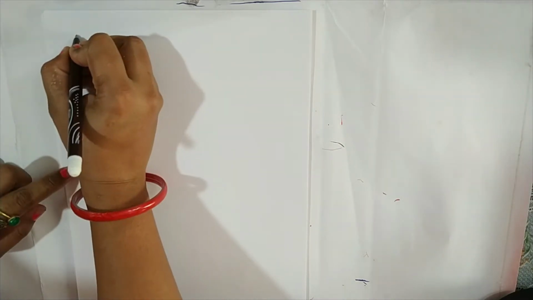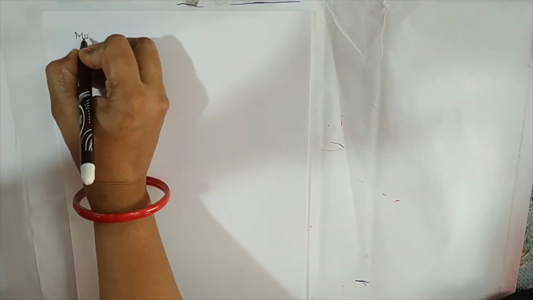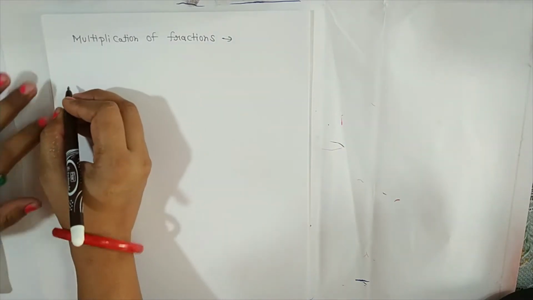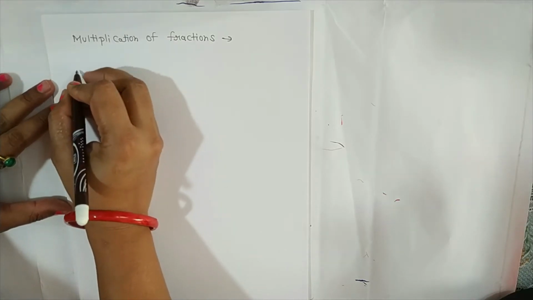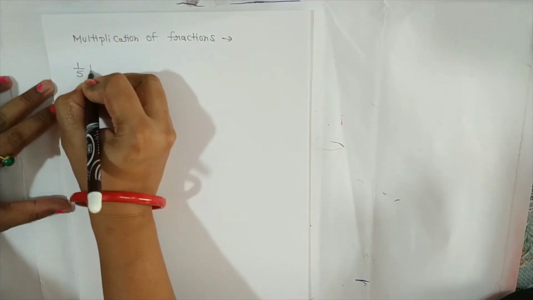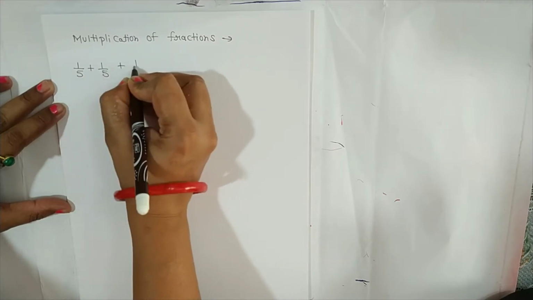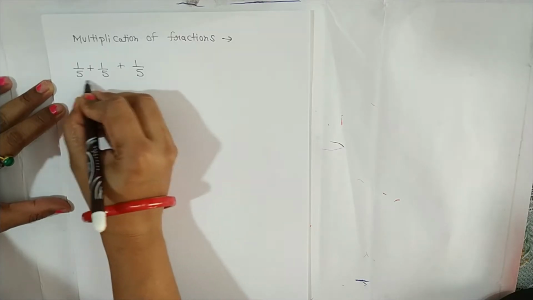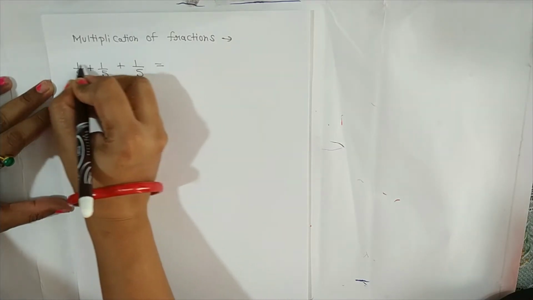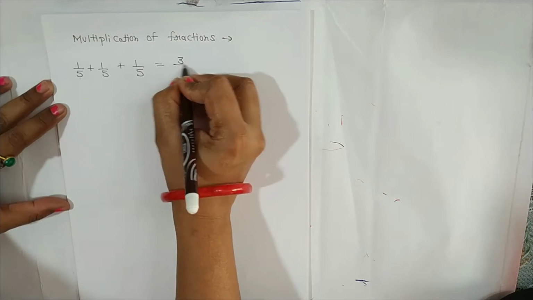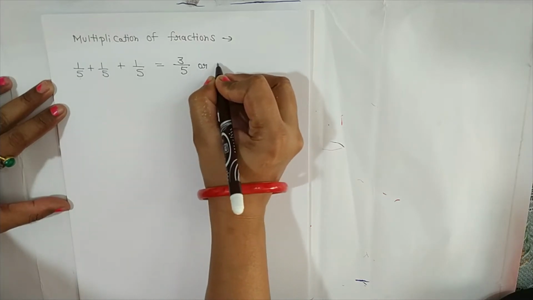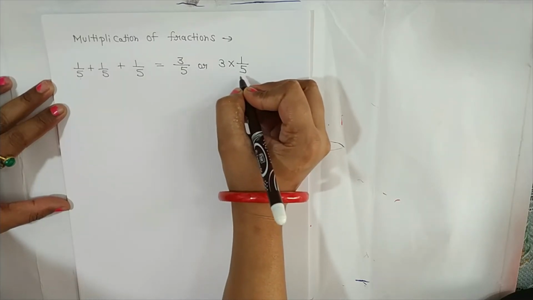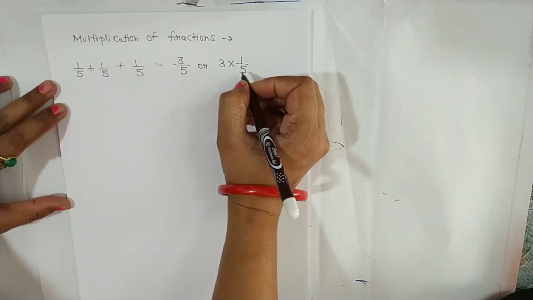Okay. Multiplication means repeated addition. So if I am writing 1 upon 5 plus 1 upon 5 plus 1 upon 5, because the denominators are the same, we have to add the numerators, so it becomes 3 upon 5, or it can be written as 3 multiplied with 1 upon 5. Okay.